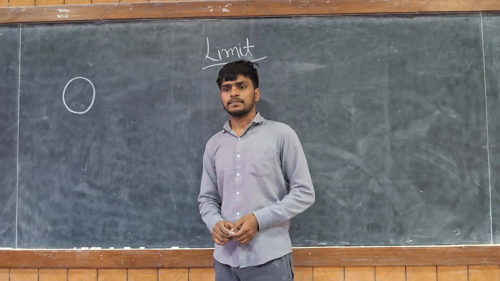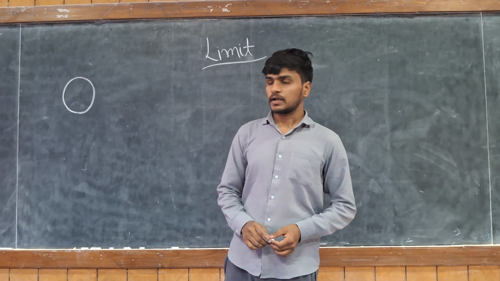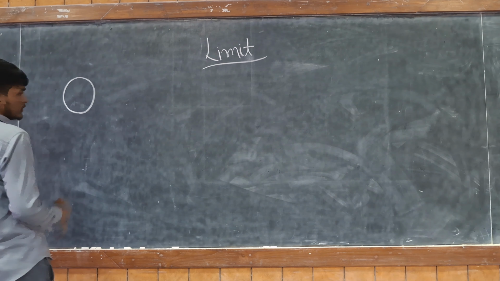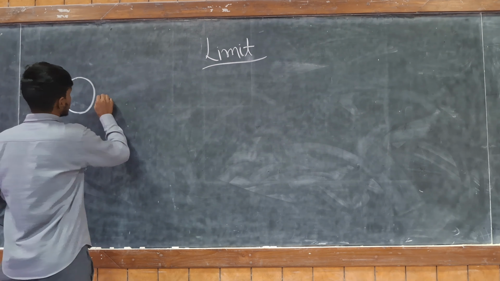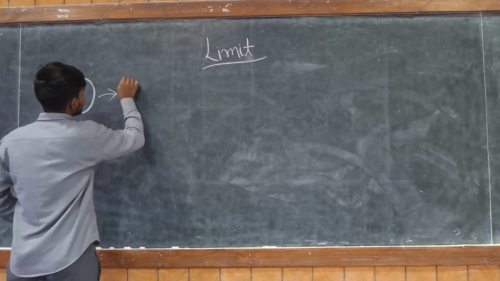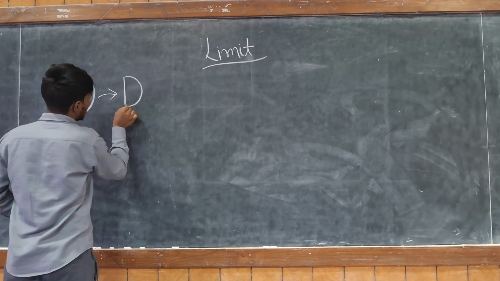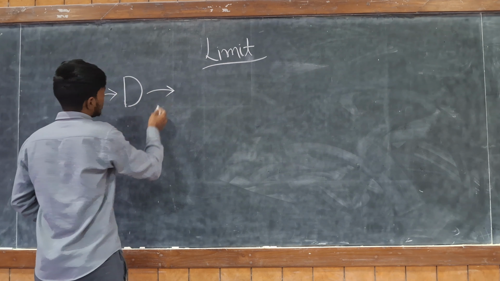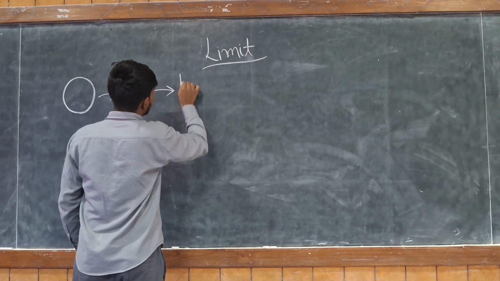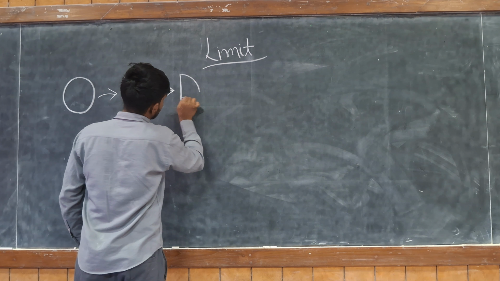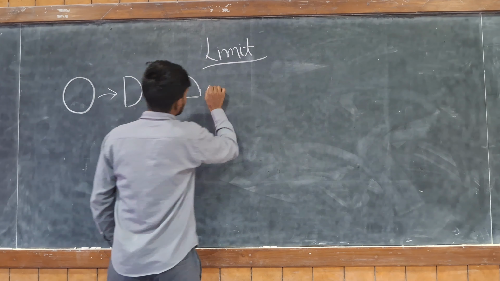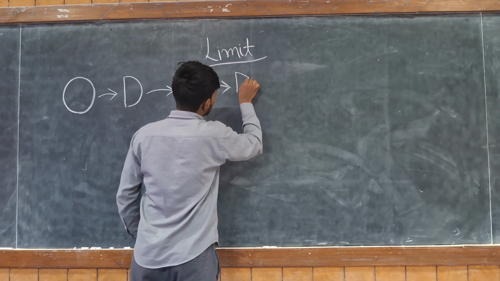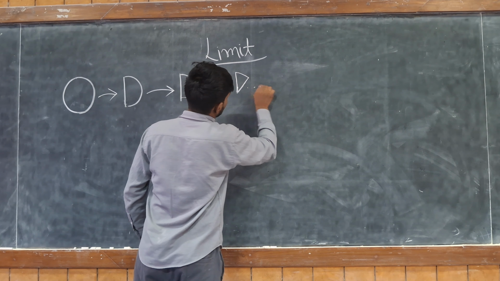Today I am going to explain the topic that is limit. Now let's start with a real life example. Suppose you have a pizza and you eat half of the pizza. So the remaining part will be this, and again you eat the half of that remaining part. So then the remaining part will be this, and again you eat the half of that remaining part, so the remaining part, and so on.